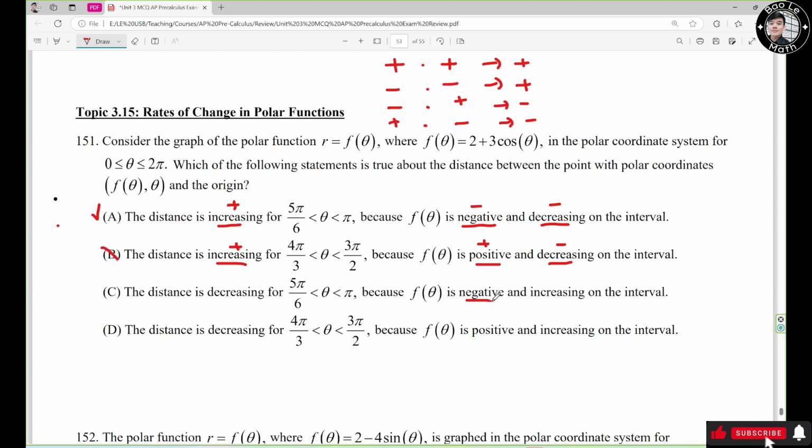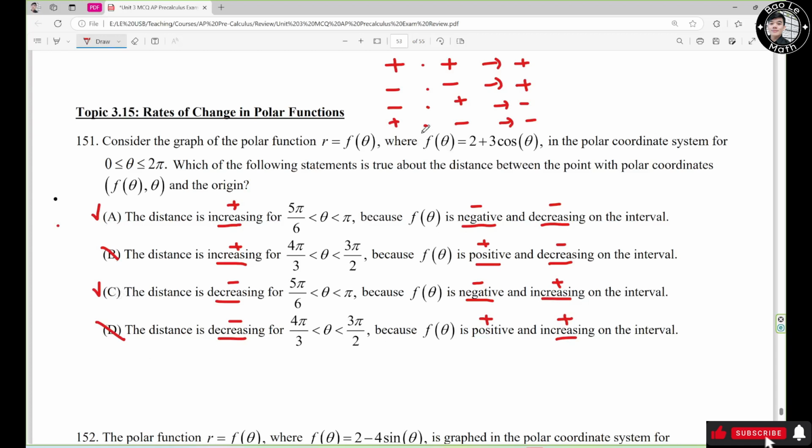Next one, negative is the negative side, and increasing is the plus side. So plus side times minus side should be the minus side, and this one is minus. So answer choice C could be right. And the last one, positive, we use the plus side, and increasing is the plus side, so plus times plus is going to be plus. This one is minus, so answer choice D is wrong. We need to eliminate it. So we have A and C could be right.